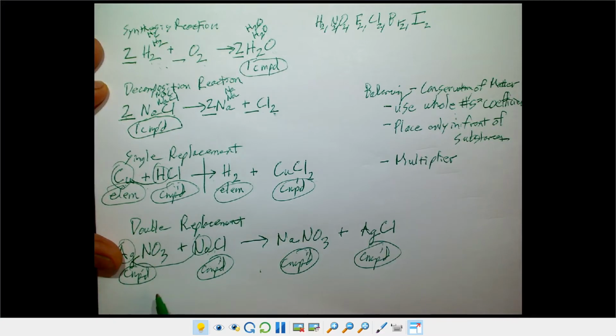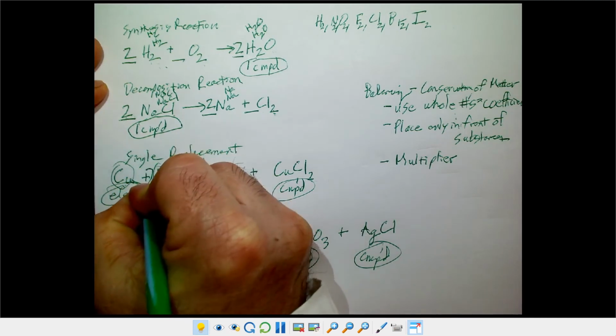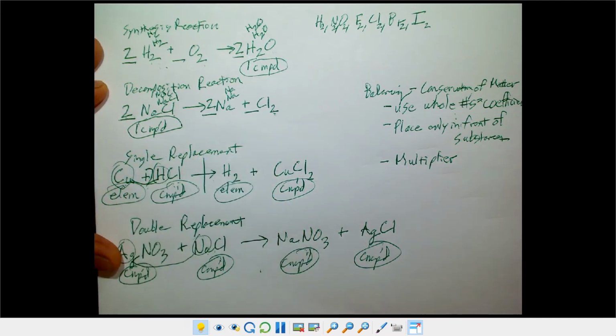Okay, single replacement. This one also needs to be fixed. There's 2 hydrogens here, and there's only 1 here. So we would have to multiply through by a 2. And then here you've got 2 Cls and only, well, now you have 2 Cls because you just fixed it. Isn't that great? 2 times the 1 gives you 2 Cls. And that matches the 2 over here, and it's balanced for you.